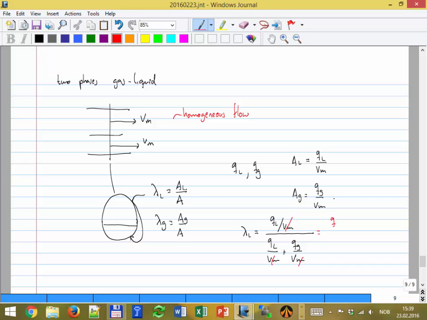Then if I want to calculate how they are distributed in the pipe, I just say QL divided by QL plus QG, just with the flow rates. And that's the non-slip volume fraction. Slip means that the phases are going at different velocities, so there is kind of slip between them. So this is the non-slip volume fraction.